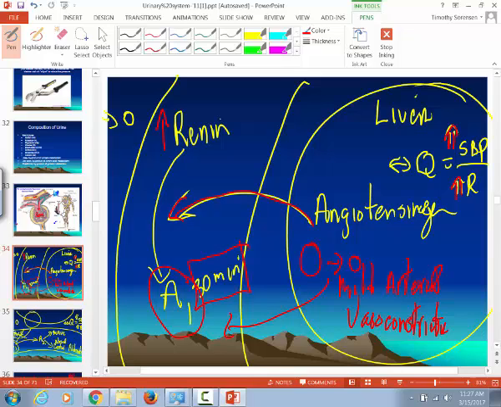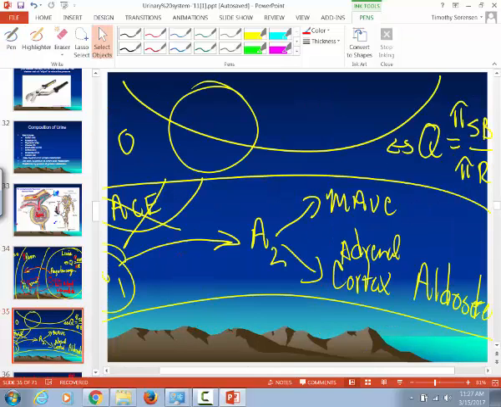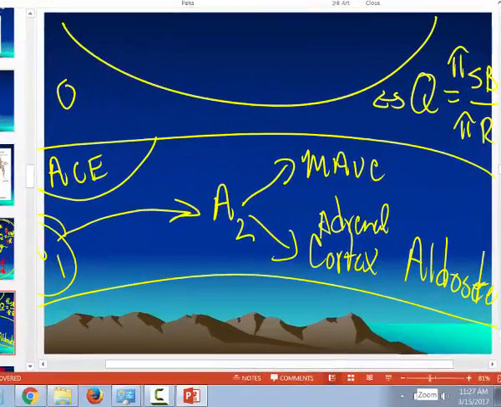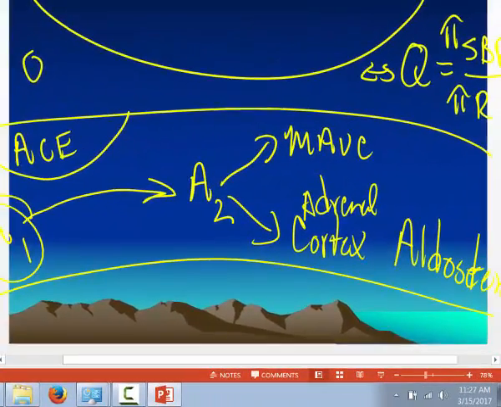Angiotensin 1, how long does it live? 30 minutes. In the lining of the pulmonary capillaries, you have another enzyme called ACE.